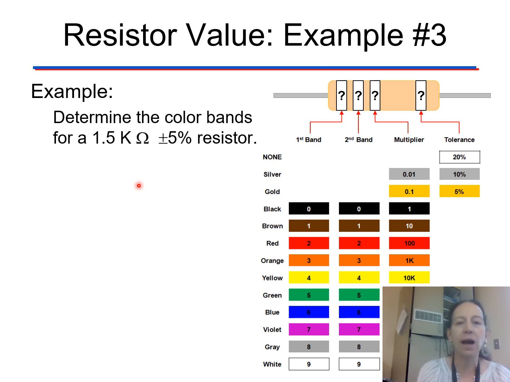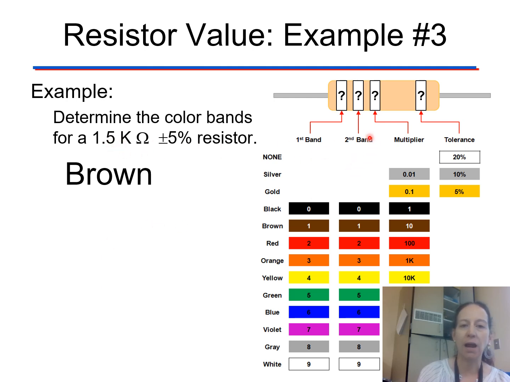All right, so this is example 3. This one, we are told what the actual resistance is, and now we've got to figure out what the colored bands are. The first digit is a 1, which corresponds to brown. So the first one should be brown. Then the second digit is a 5, and 5 corresponds to green. So the second band should be green.